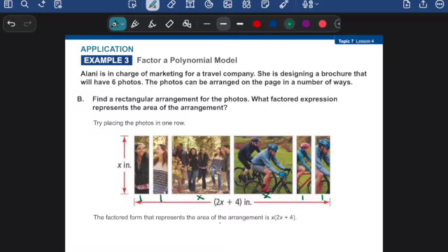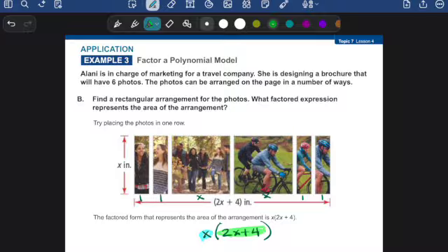So then if we're talking about area, it's just length times width. So our area would be represented by x times 2x plus 4. This is in factored form, right? We want to leave it in factored form because this piece will tell us one dimension, and this piece will tell us another dimension. So this is one arrangement.